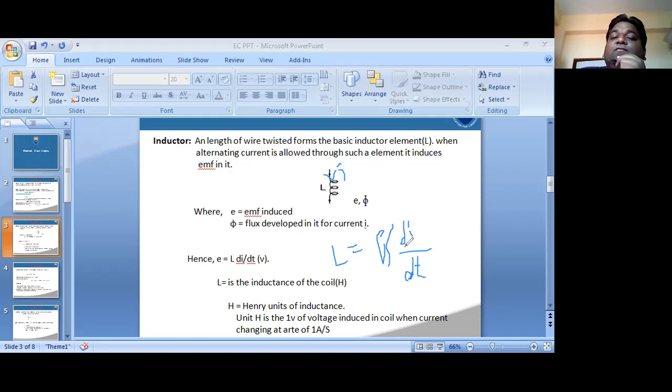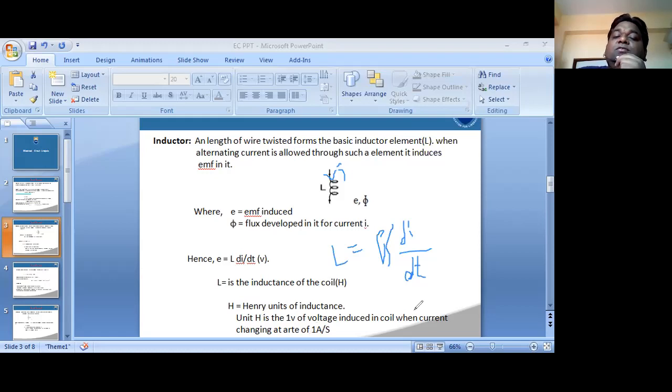From this ratio we can define what is 1 Henry. When 1 volt of EMF is induced in the inductor when current flowing through the inductor is changing at the rate of 1 ampere per second. EMF is measured in volts, so 1 volt by 1 ampere per second. That is, if current is changing at the rate of 1 ampere per second, then EMF induced in the inductor is 1 volt, then the inductance of the inductor is 1 Henry.